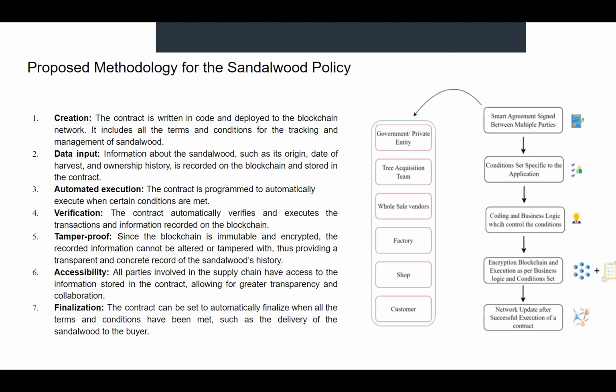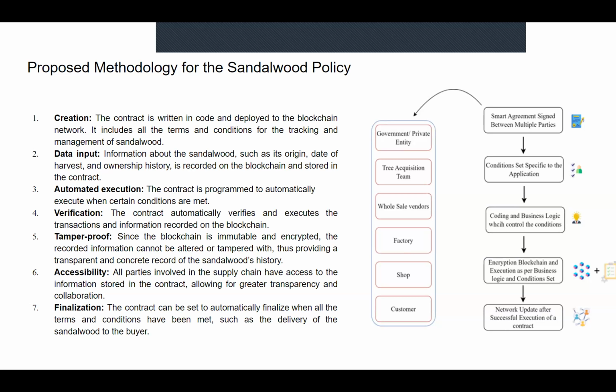So the first step would be to create the contract, which would be written in code and then deployed to the blockchain network. This would include all the terms and conditions for the tracking and management of sandalwood. Then data input: information about the sandalwood, such as the previously said origin, date of harvest, and ownership history, is recorded on the blockchain and stored in the contract.